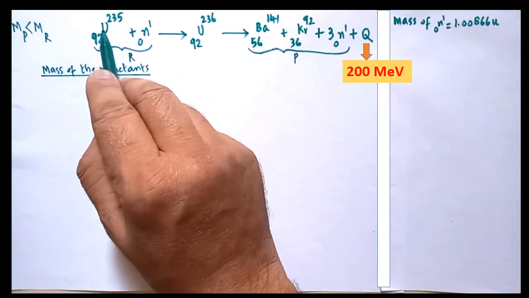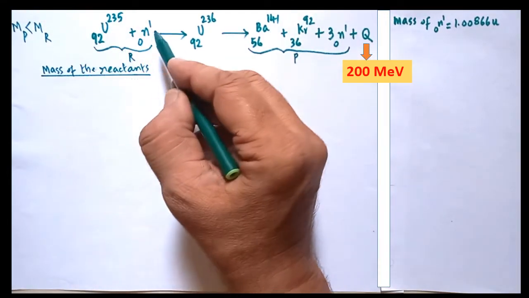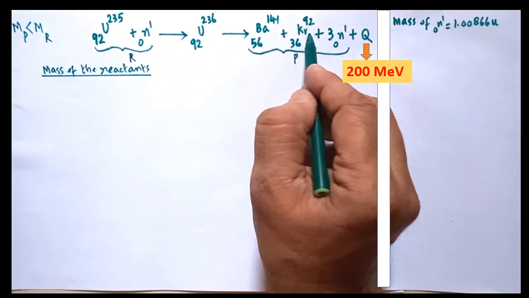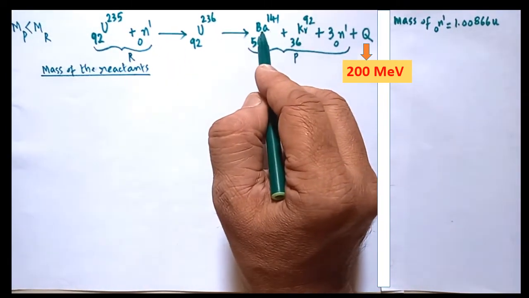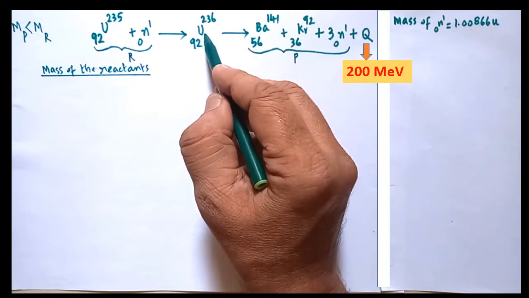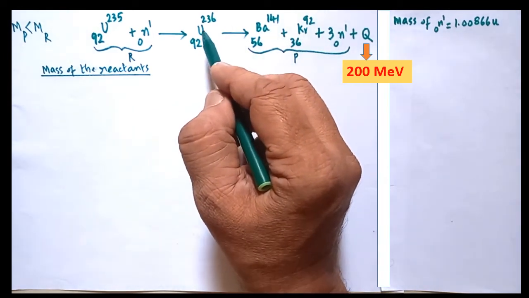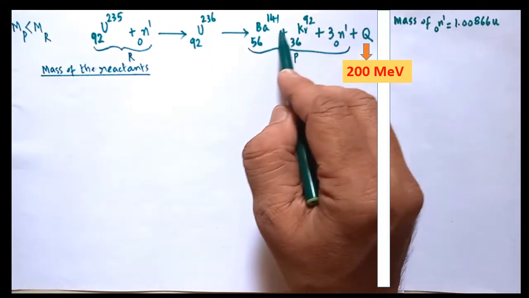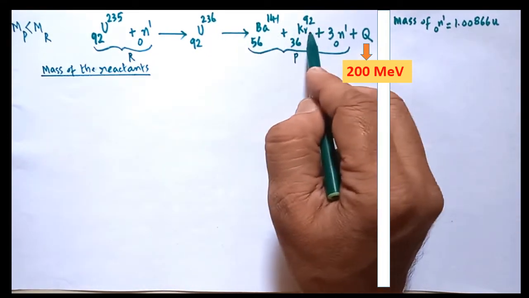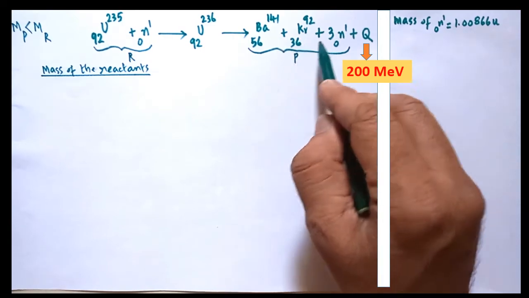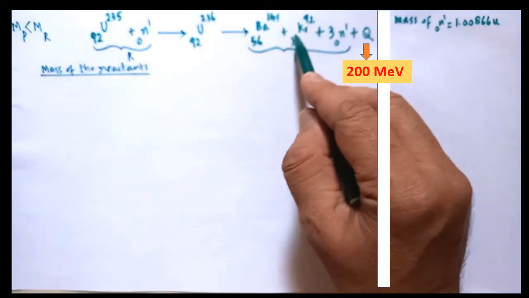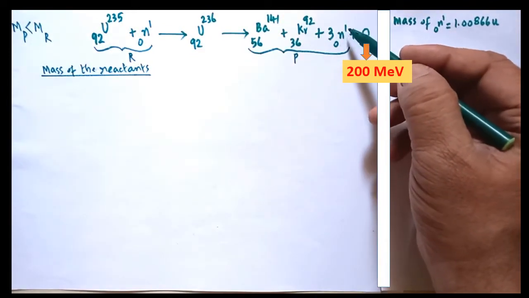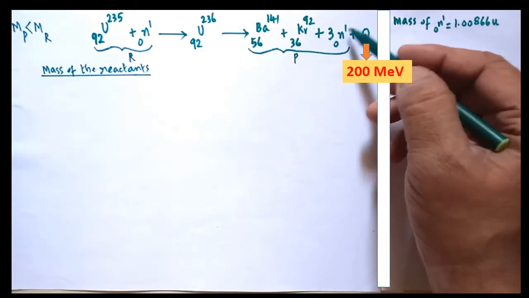Let us take uranium. When uranium is bombarded with a neutron, that uranium is split into barium and krypton. Before the production of barium and krypton, one intermediate unstable nucleus is created, that is nothing but 92 uranium 236. After the splitting, barium and krypton will be created, and apart from the barium and krypton fission fragments, 3 neutrons are also emitted. They are produced in the reaction.